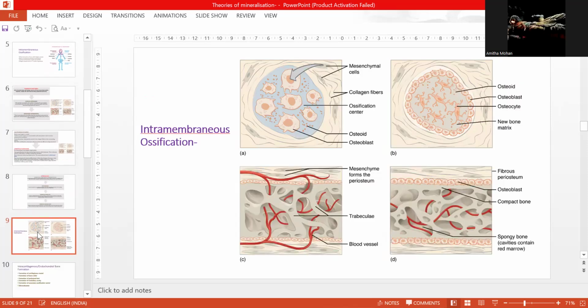So this is a picture showing the primitive mesenchyme. Mesenchymal cells, blood supply rushes into this area, resulting in the mesenchymal cells getting differentiated into osteoblasts. Cells get trapped within the bone matrix due to the rapidity of the bone formation, and later on, the mesenchymal tissue gets converted to the bony tissue.